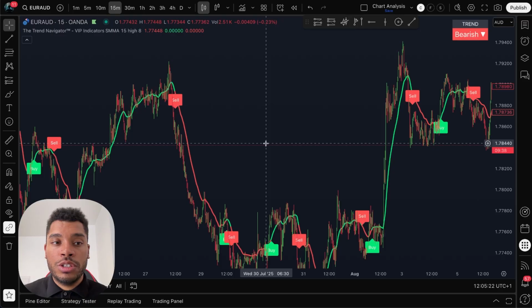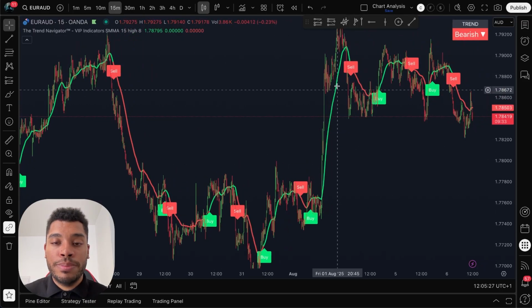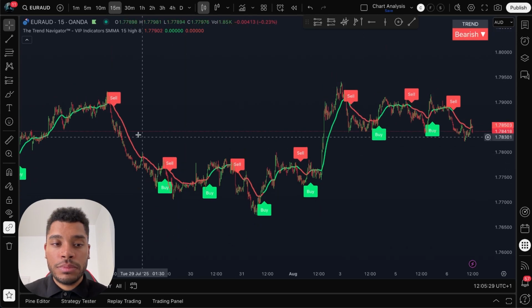Let's switch again. Now let's look at Euro AUD. Also in this case, as you can see, you'll be able to catch this massive move to the upside. This sell here also was pretty consistent.